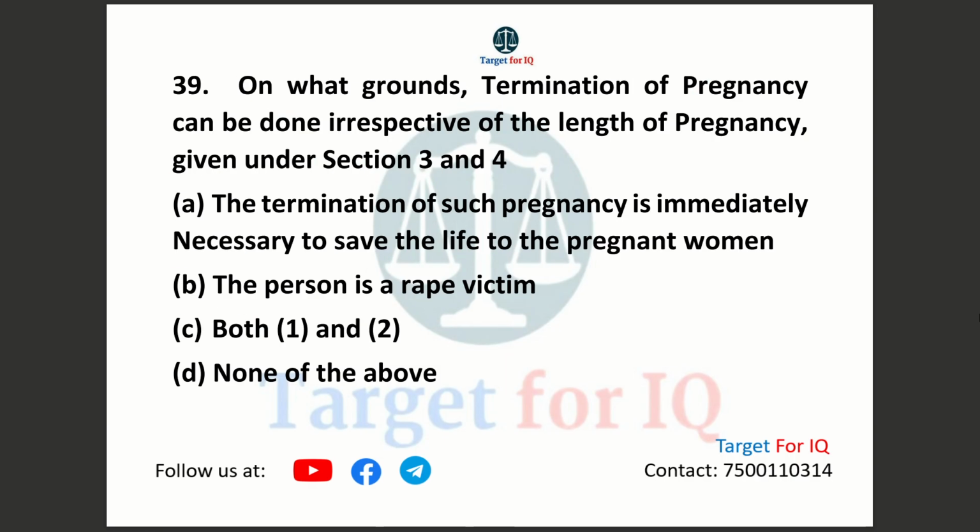Question number 39. On what grounds termination of pregnancy can be done irrespective of the length of pregnancy given under section 3 and 4? Option A, termination of such pregnancy is immediately necessary to save the life of pregnant woman. B, the person is a rape victim. C, both 1 and 2. D, none of the above. So the correct answer to question number 39 is option A. The termination of such pregnancy is immediately necessary to save the life of the pregnant woman.